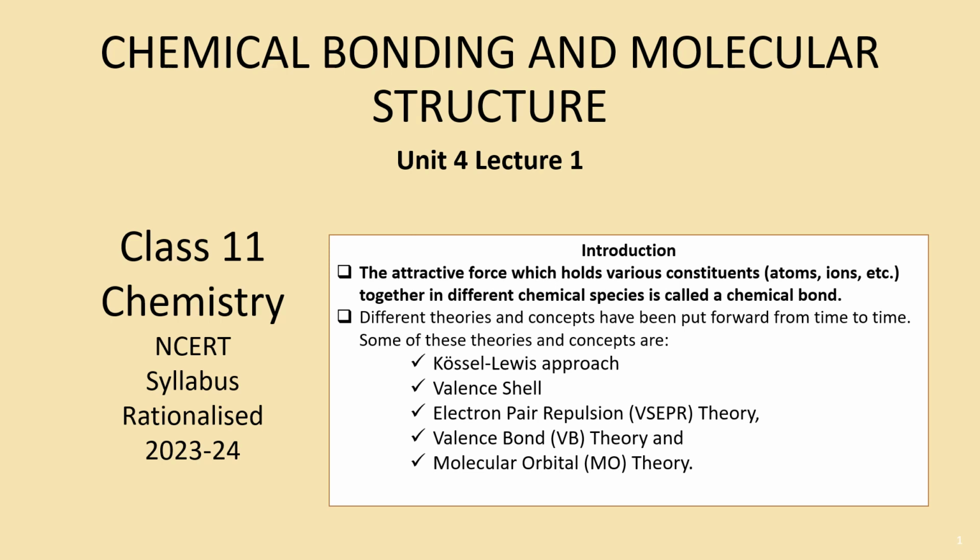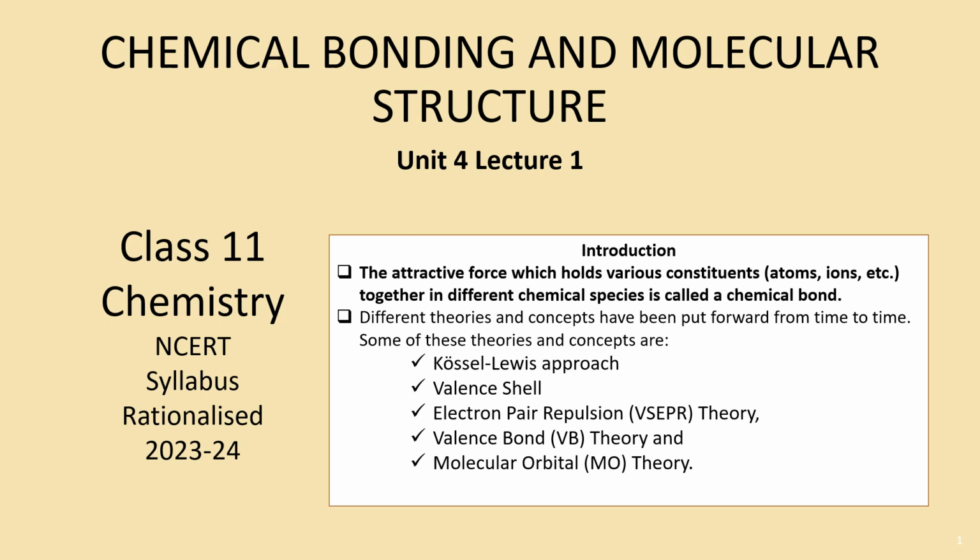As you know, matter is made up of one or different types of elements. Under normal conditions, no other element exists as an independent atom in nature except noble gases. However, a group of atoms is found to exist together as one species having characteristic properties. Such a group of atoms is called a molecule. The attractive force which holds various constituents like atoms, ions, etc., together in different chemical species is called a chemical bond.